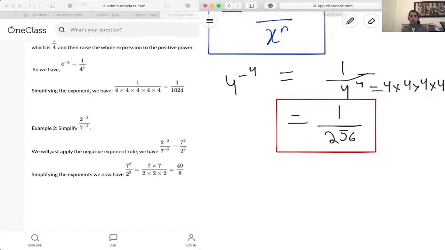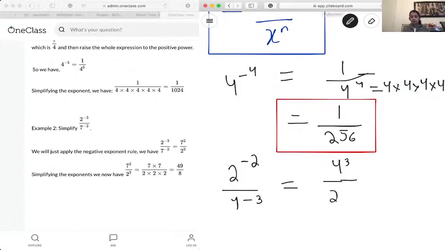We're given a question that has two numbers being raised to a negative exponent, for example 2 to the power of negative 2 over 4 to the power of negative 3. This can be written as 4 to the power of 3 over 2 to the power of 2. Essentially, the numerator becomes the denominator, and the denominator becomes the numerator, with the positive exponents that are associated with each of them.